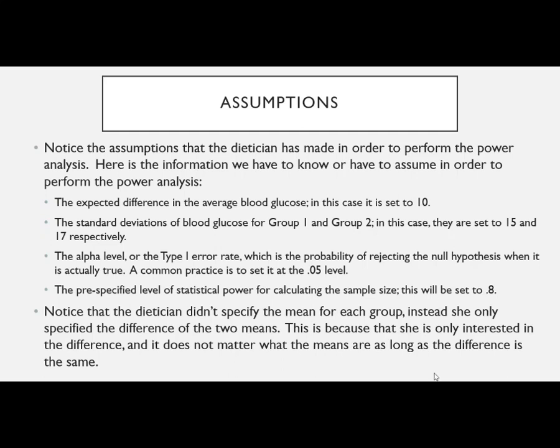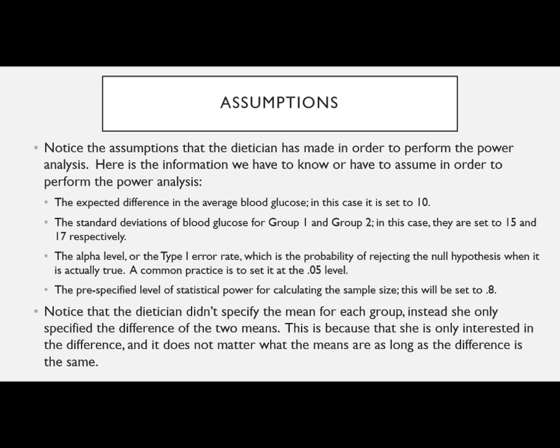So let's talk briefly about the assumptions, and I keep beating a dead horse here about this because it's so important. Notice the assumptions that the dietitian has made in order to perform the power analysis. Here's the information we have to know or have to assume in order to do it. The expected difference of the average blood glucose, in this case, she set it to 10. And we need to know the standard deviations for group 1 and group 2. In this case, they're 15 and 17. Alpha is easy, it's 0.05. The pre-specified level of statistical power, that's easy too, we want to get to 0.8.